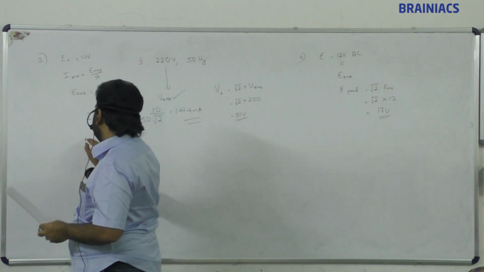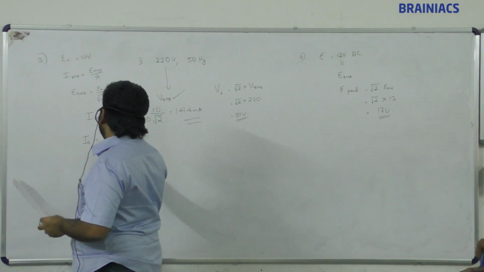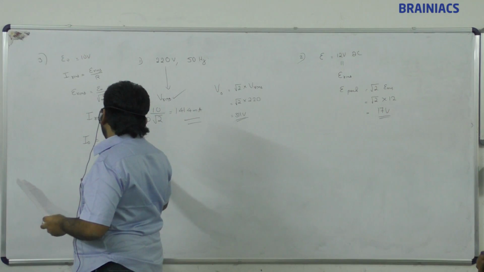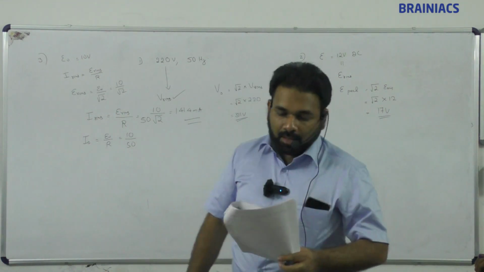This can be done in this way also. I naught is equal to E naught by R, E naught is 10 divided by 50. Then you can come to IRMS. Anyway, whatever method.